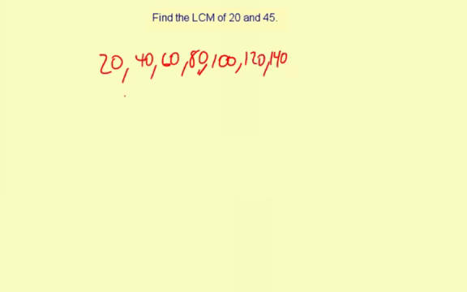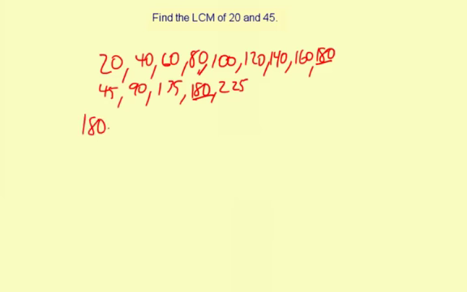Okay, now let's do multiples of 45. We have 45, and then 90, and then 135, and then 180, and then 225. Nothing in common yet. I have to keep going with the 20 here up top. 160, 180. Oh, there's finally a common multiple, 180 and 180. And that's the least common multiple because it's the first time they both have a multiple in common. So your least common multiple is 180.